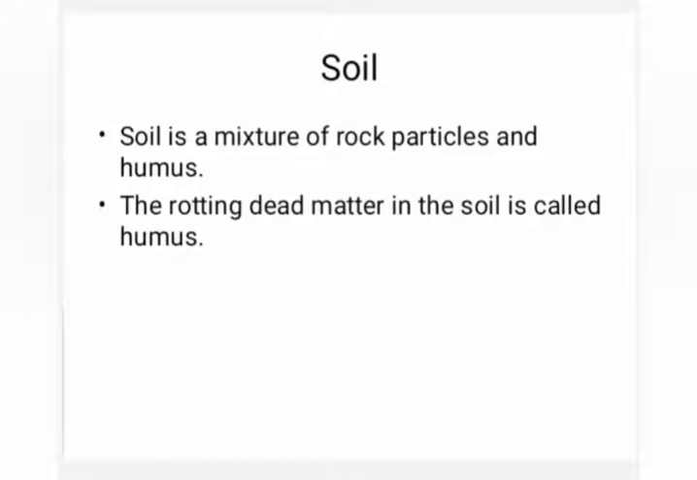What is soil? Underline in your textbook, page number 99. In the first column, soil types. In that first paragraph, the mixture of rock particles and humus is called soil. What is humus? The rotting dead matter in the soil is called humus. That is, rotting leaves or animal remains is called humus. Underline in your textbook, page number 97, second column. Under the diagram of layers of soil, the rotting dead matter in the soil is called humus.